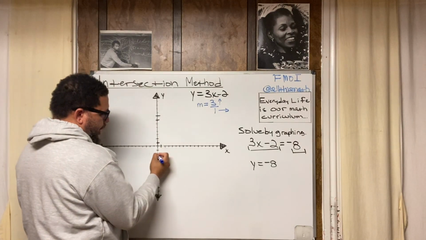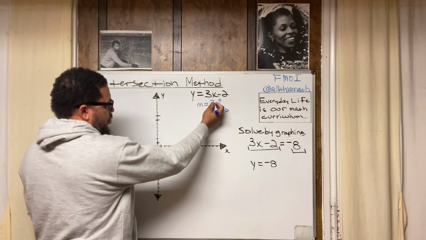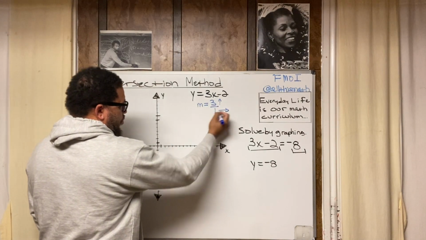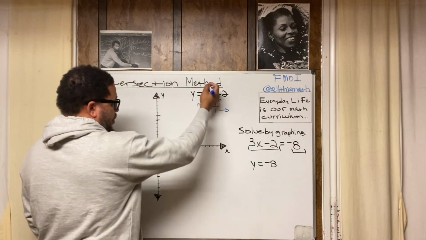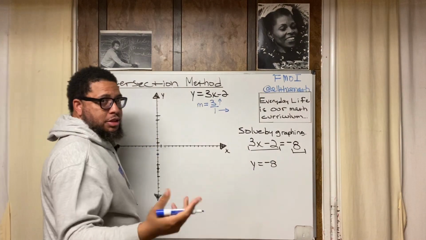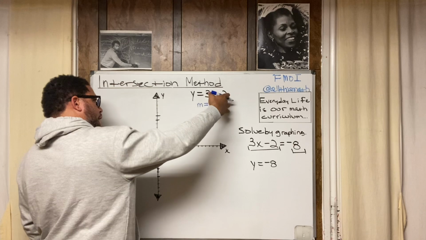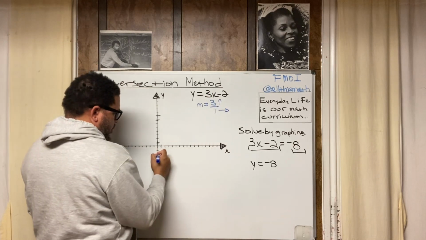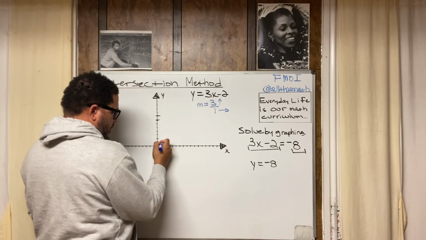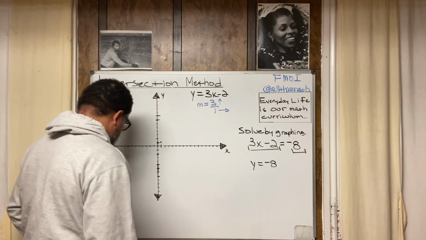So you start here at your y-intercept, and you go up 3 points. You go to the right 1 point, or to the right 1 point and then up 3 points. It doesn't make a difference. You're going to end up at the same point anyway. But I typically go in order. I go vertical, then I go horizontal. So I go 1, 2, 3 over 1. Boom. That's my second point.